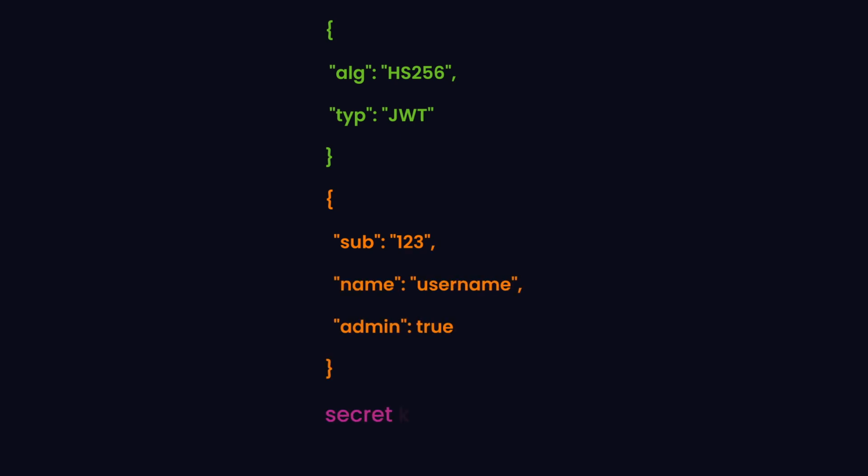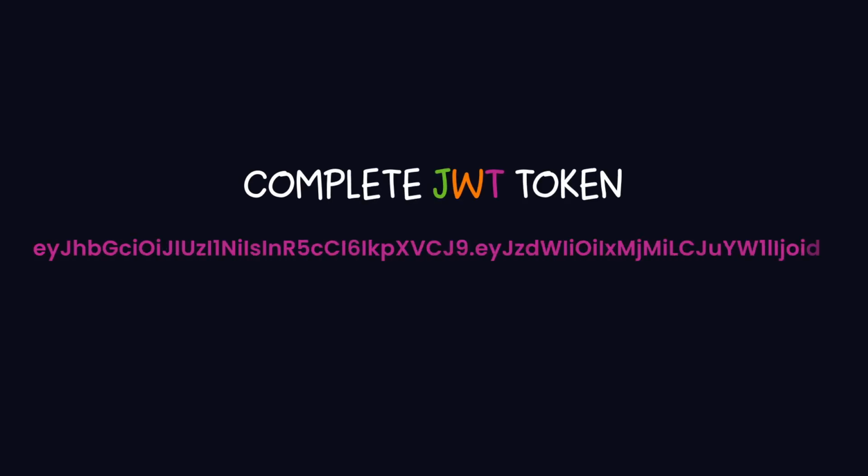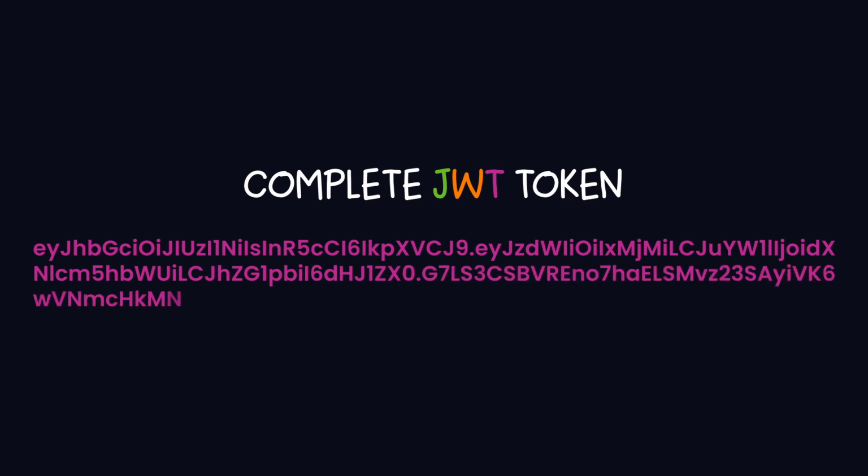Finally, the signature is created by combining the encoded header and payload, also a secret key known only to the issuer. The signature ensures the token's integrity and verifies that it hasn't been tampered with. The resulting signature is appended to the base64 encoded header and payload, forming the complete JWT token.